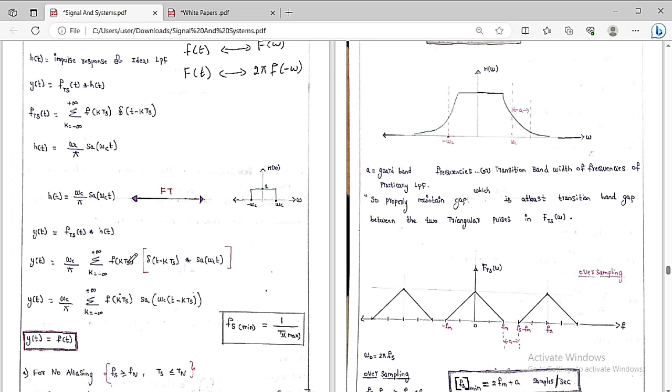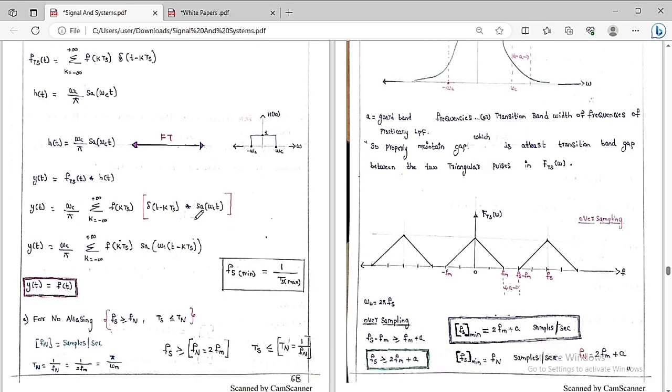So there is a reason I kept this one outside. The only thing is delta of t minus k Ts convolution of sinc of omega c t. Only these things we have to do the convolution, and this we can keep outside, and this also we can keep outside. So whatever the convolution we are doing with respect to these two things, what will it become? We know it will become sinc of omega c of t minus k Ts, because you know f of t convolution of delta of t is nothing but f of t.